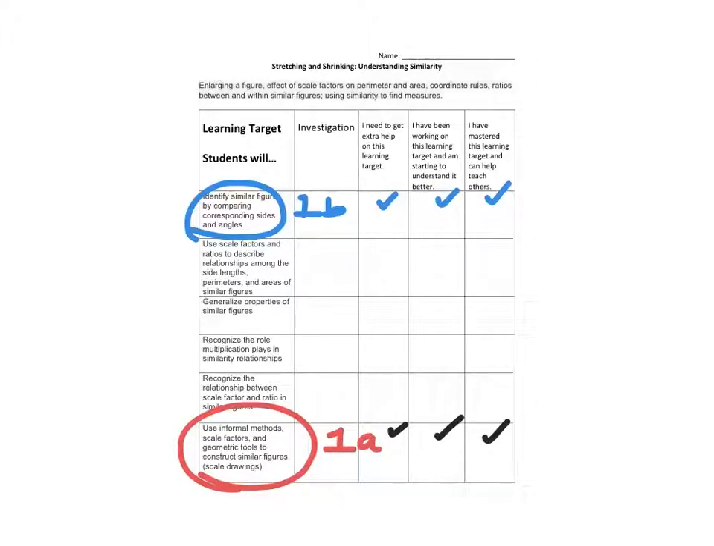And 1C goes along with the learning target of recognizing the role multiplication plays in similarity relationships. So this goes along with 1C. And again, rate where you fall. Which of those 3 columns do you feel you're at with number 1C?